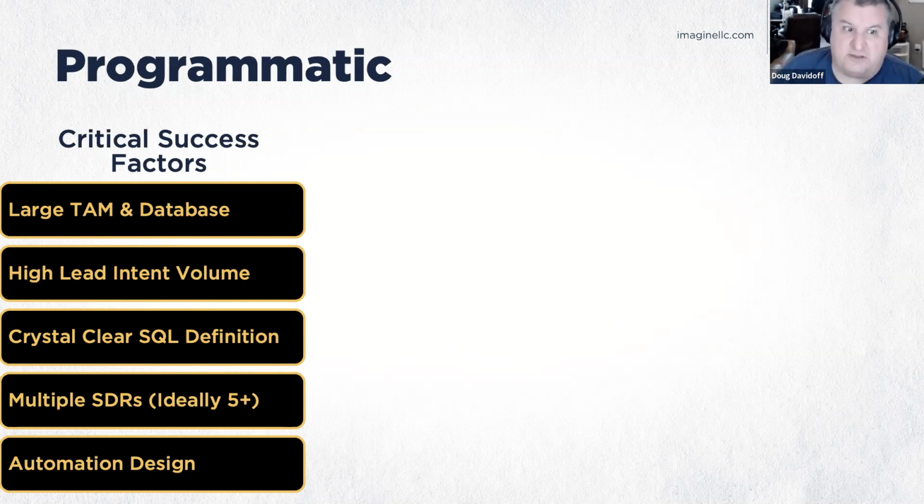They are actively looking. You need absolutely, positively, crystal clear definitions of what is a sales qualified lead. And for this approach to really work, you need to have multiple SDRs. I'm not saying you can't do it with one or two, but remember, this is a game played on running up the numbers. This is much more of the numbers game of development. Ideally, you've got 5 or more sales development reps for this game to run predictably and profitably. The other critical success factor is you need to have very strong automation design.